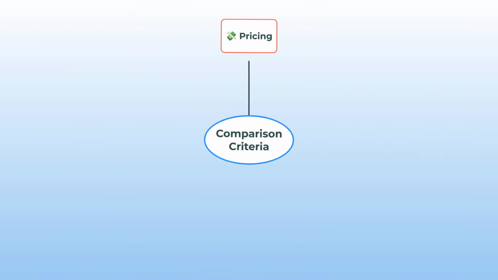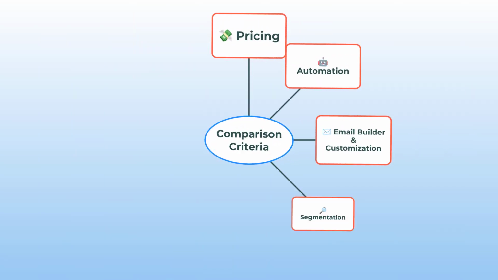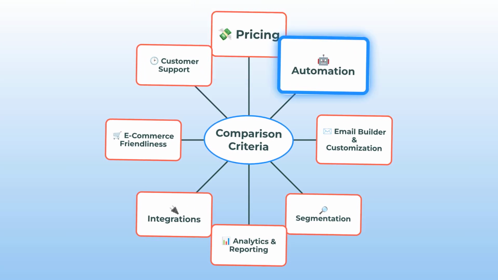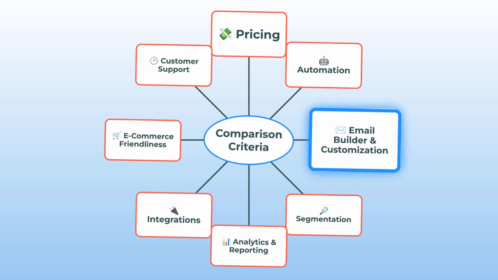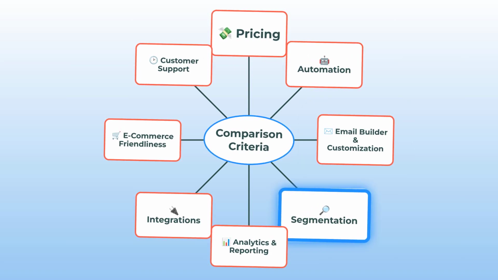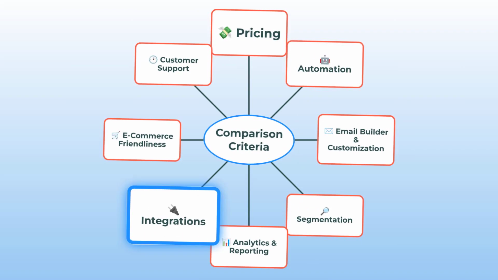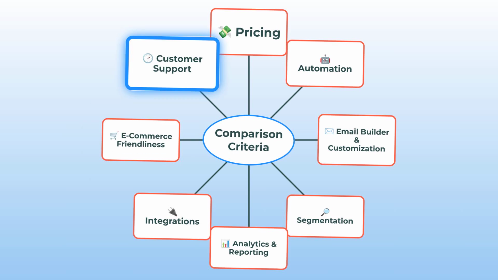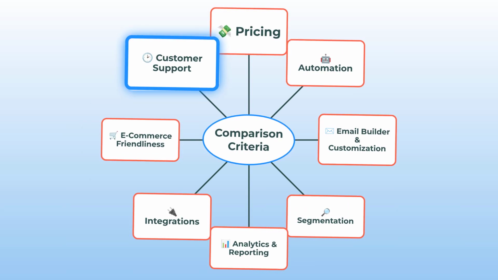First things first, here's our mind map for today. We'll be comparing them on all the real stuff: pricing, automation, email builder and customization, segmentation, analytics and reporting, integrations, e-commerce friendliness, and, of course, customer support. So yeah, we're not skipping anything. Let's kick off with pricing.